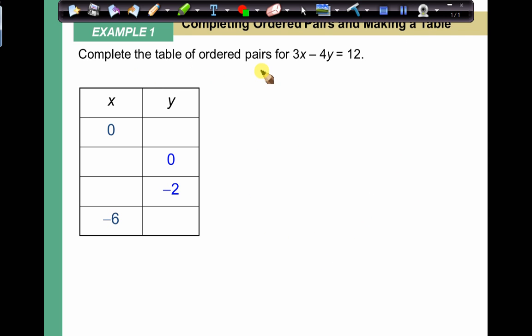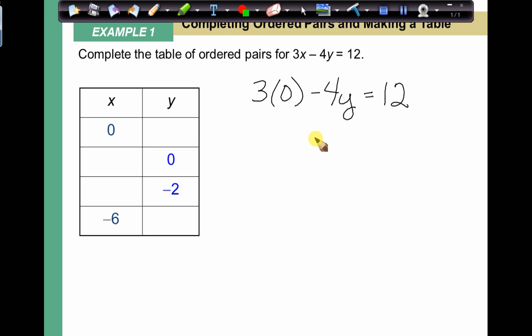So what does this mean? Complete the table of ordered pairs. This means we have a table. These are some x's. These are some y's. Plug in this for x. Find out the y that goes with it. So if we plug in 0 for x, we can figure out the y that goes with 0.